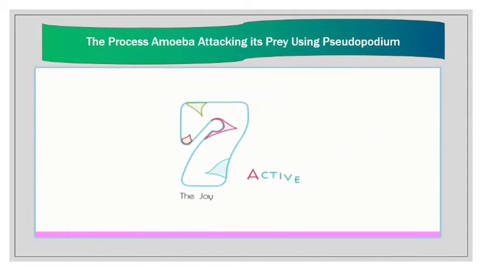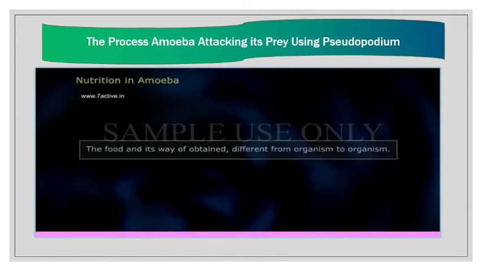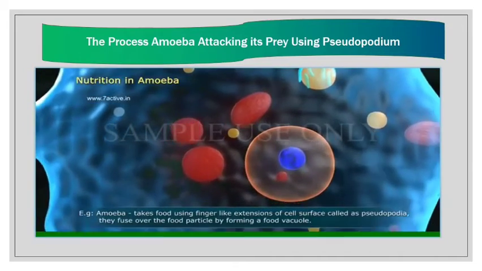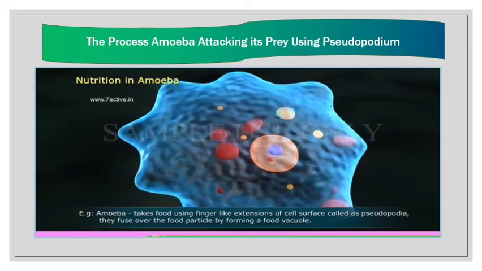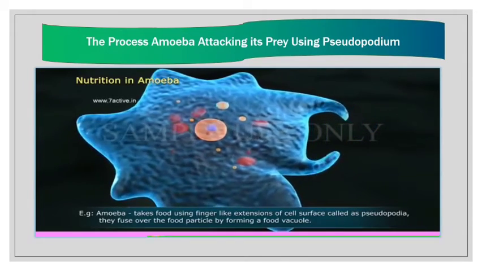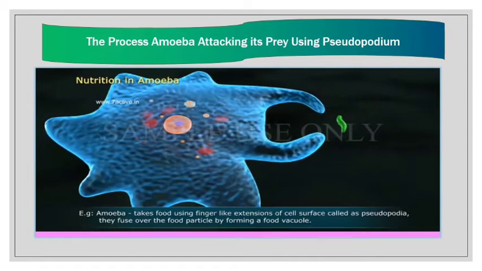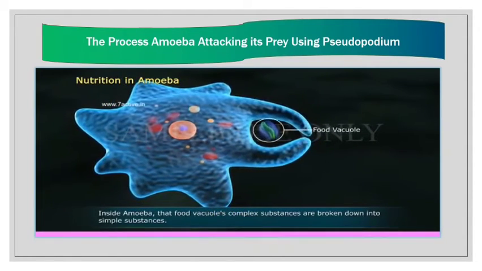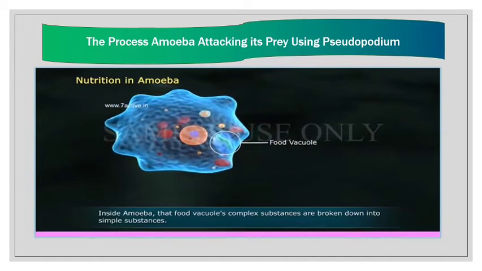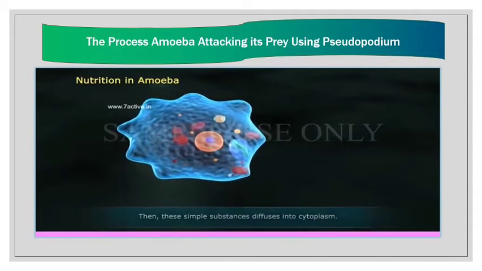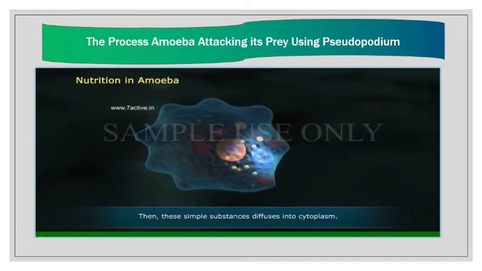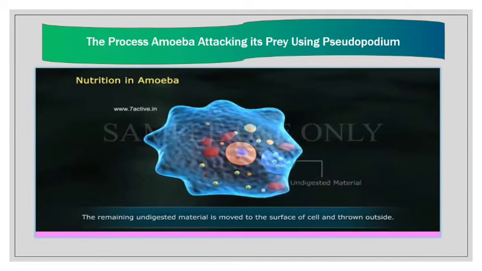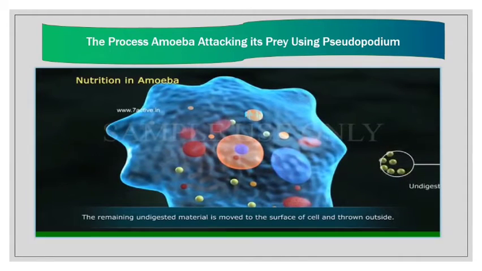Let's enjoy the video, which shows the process of an amoeba attacking its prey using pseudopodium. Nutrition in amoeba. The food and its way of being obtained differ from organism to organism. Example: amoeba takes food using finger-like extensions of the cell surface called pseudopodia. They fuse over the food particle, forming a food vacuole. Inside the amoeba, in that food vacuole, complex substances are broken down into simple substances. Then these simple substances diffuse into the cytoplasm. The remaining undigested material is moved to the surface of the cell and thrown outside.